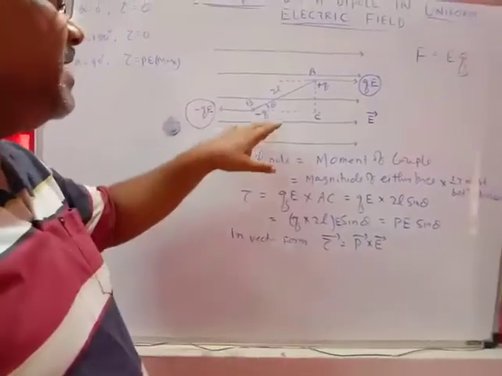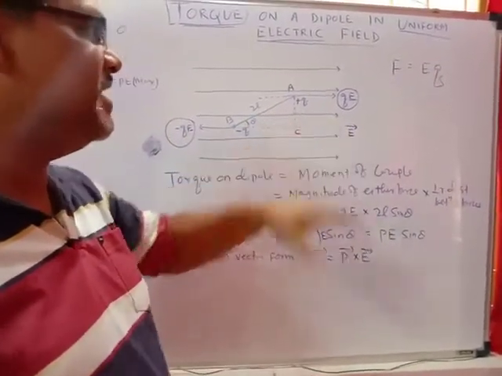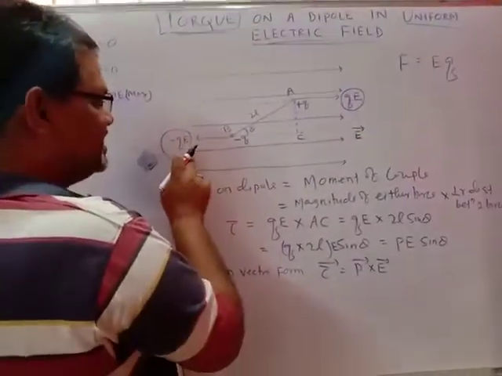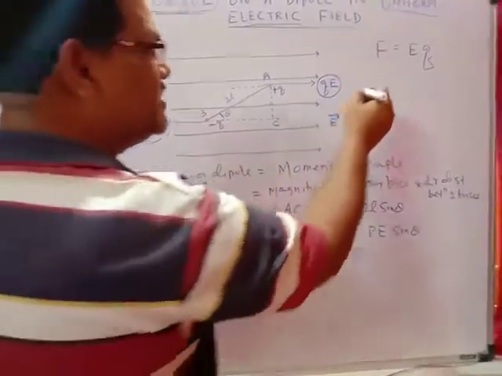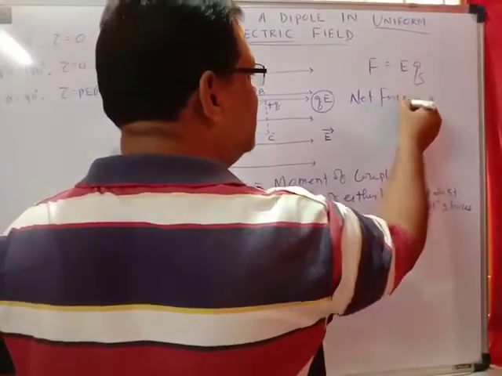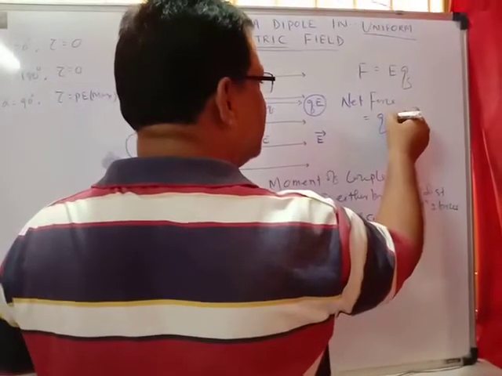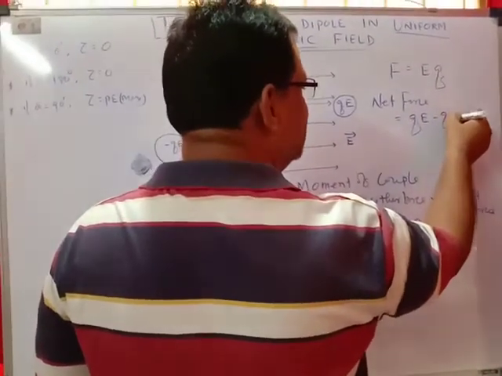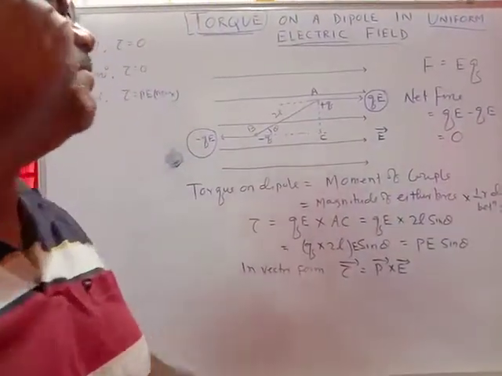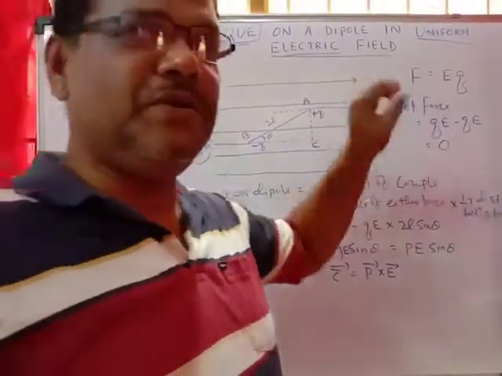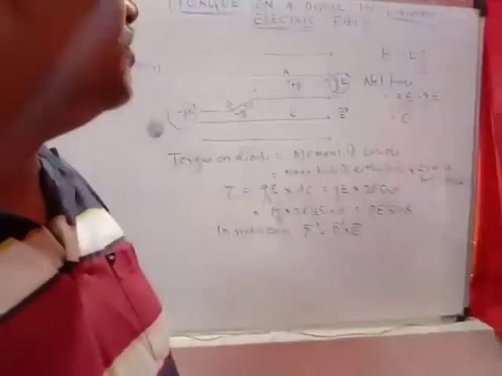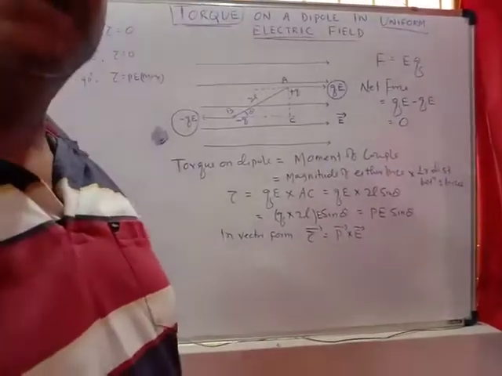So what is the net force acting on the dipole? In one case it is QE, in another case it is minus QE. The net force acting on the dipole equals QE minus QE, and this is equal to 0. So the net linear force acting on the dipole will be 0. So what happens to the dipole when it is kept in the electric field? The torque will act on this dipole.